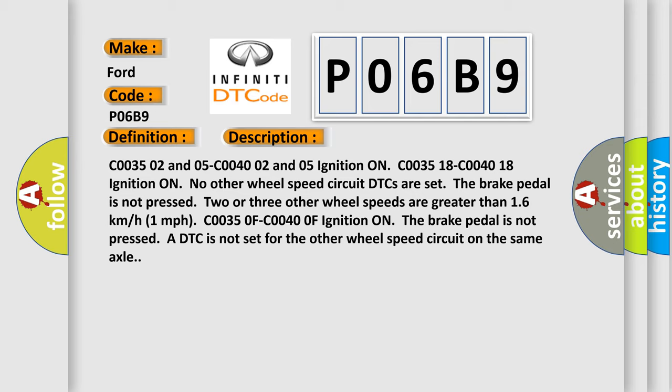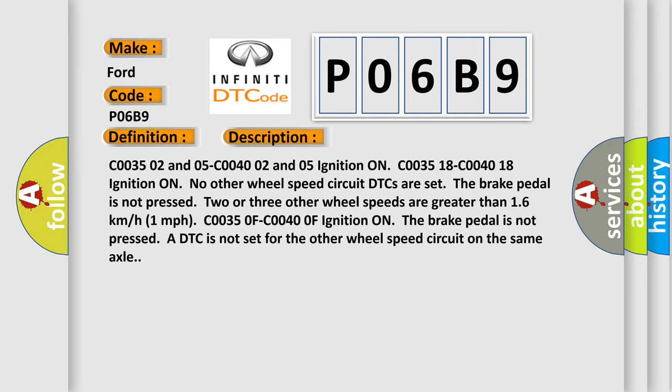Ignition on, no other wheel speed circuit DTCs are set. The brake pedal is not pressed. 2 or 3 other wheel speeds are greater than 16 km per hour, 10 miles per hour, ignition on, the brake pedal is not pressed. A DTC is not set for the other wheel speed circuit on the same axle.